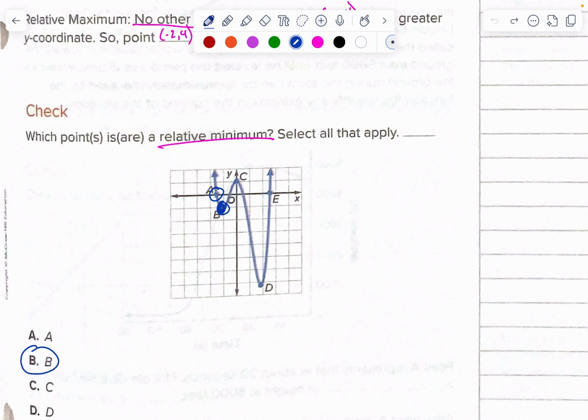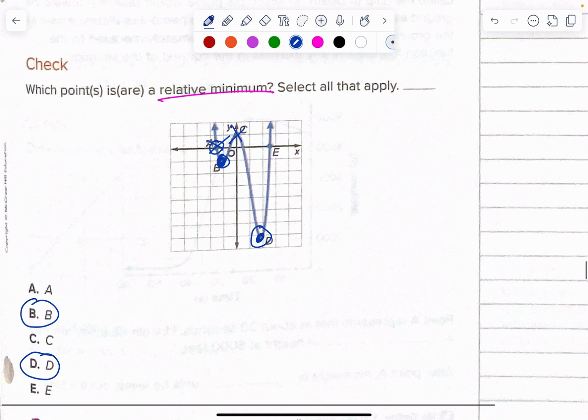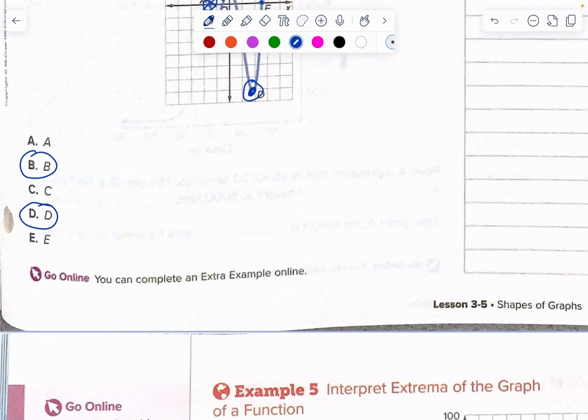C is a relative maximum. That's a high point, so it's not going to be C. D is a low point. It is a relative minimum. So I'm going to circle it. And then E is not a maximum or a minimum. A and E are not maximums or minimums. So just B and D for those.